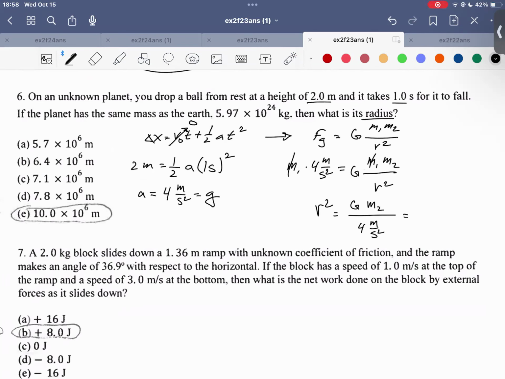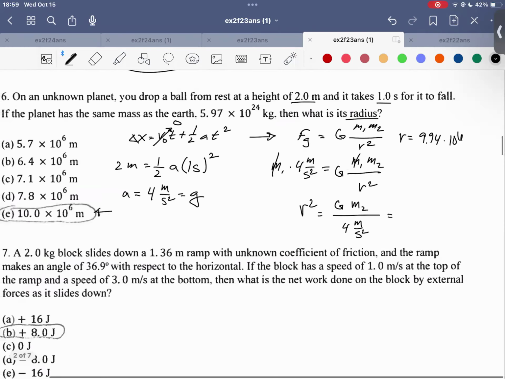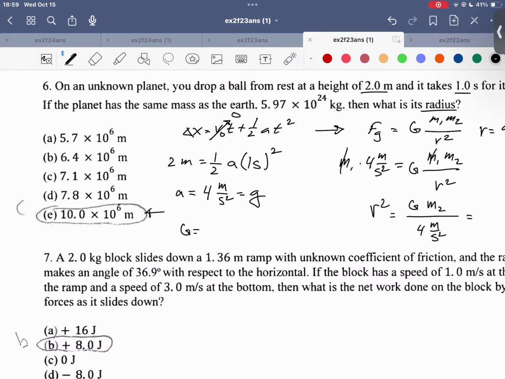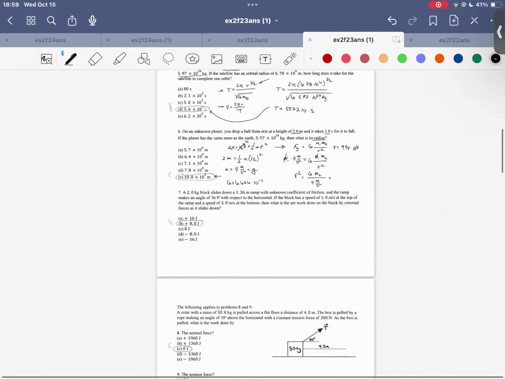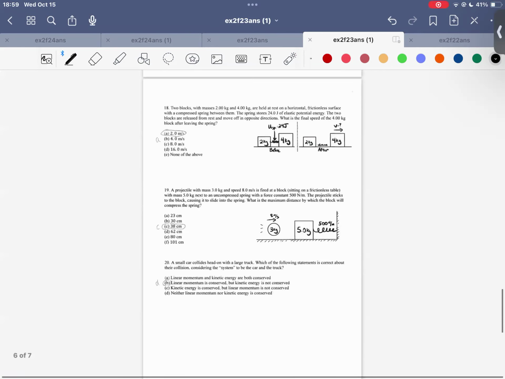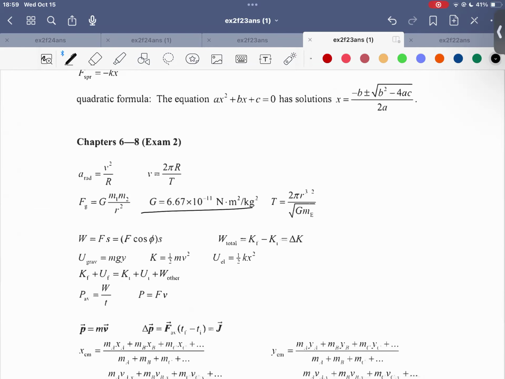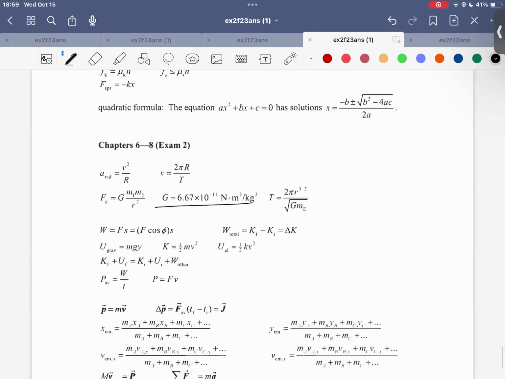Yeah, it gives us R is equal to 9.94 times 10 to the sixth, which we see here. And I probably should have said this earlier, but the G that we're using is 6.626 times 10 to the negative 11th, and that's given in your formula sheet. It's this one. So I guess it's 6.67. I've been using, I remembered it wrong. But yeah, it's this in the formula sheet.